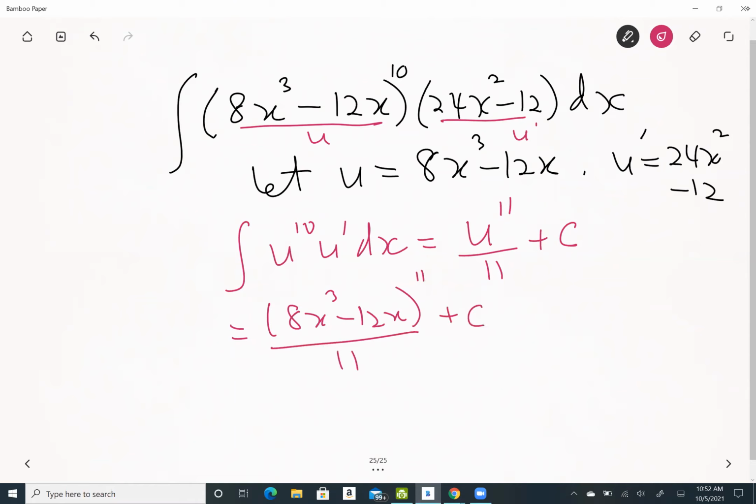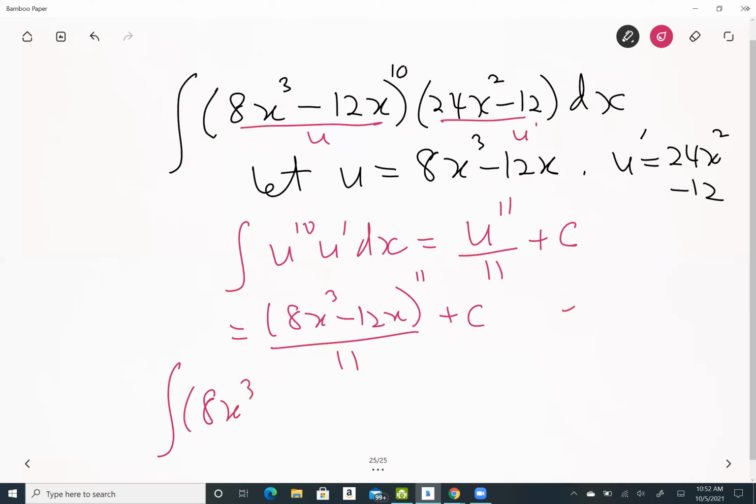plus c. Okay, so what I'm saying with this example is that sometimes you have the term for u, you can take the derivative. But again, make sure that you still have the u prime. Okay, so that's it.